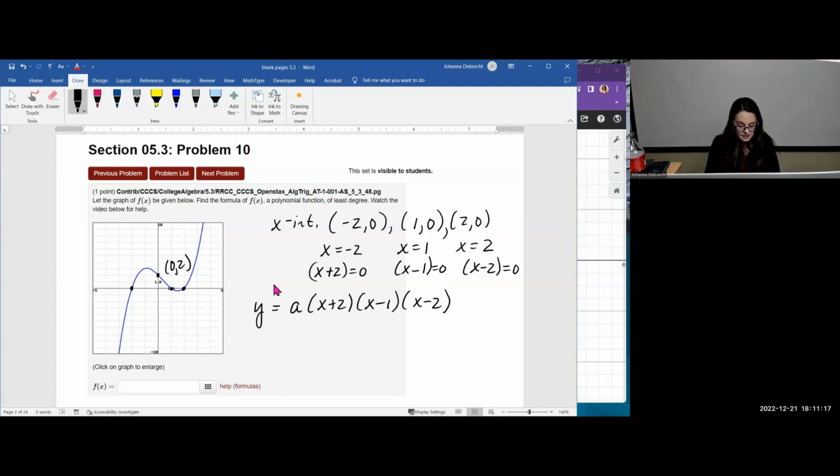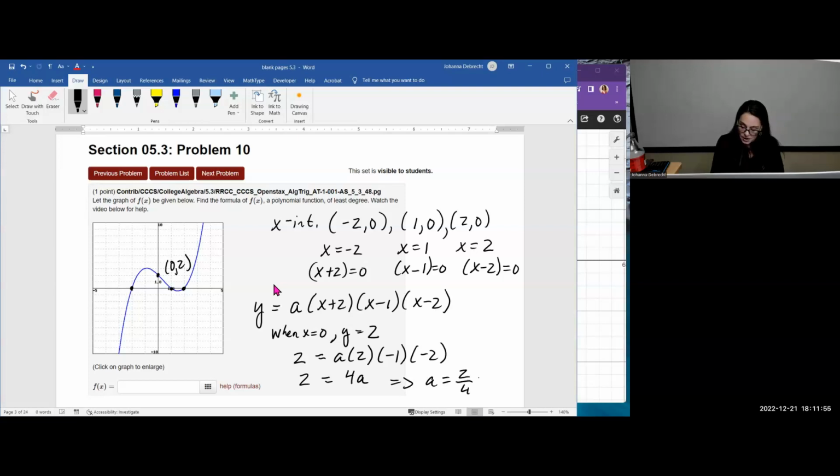Now, when I'm looking at this, what do I want to do? Well, the first thing that I want to do is set the y-intercept. So I know when x is 0, y equals 2, and I got that off the graph. So I'm going to have 2 equal a times 2 times negative 1 times negative 2. So I let x be 0, and the y value's got to be 2. On the left, I still have 2. On the right, I get 4a, which tells me that a has to be 2/4 or 1/2.